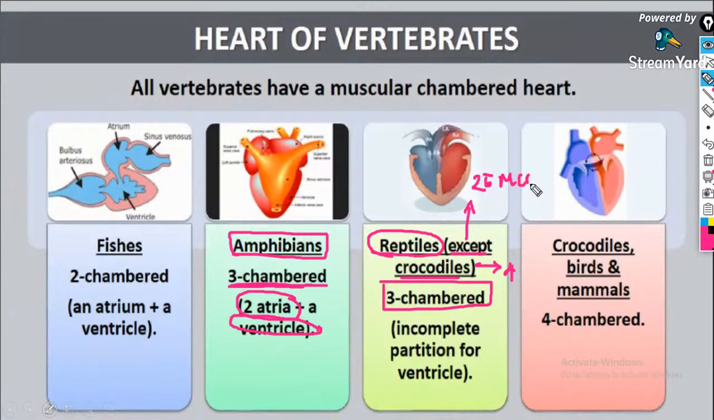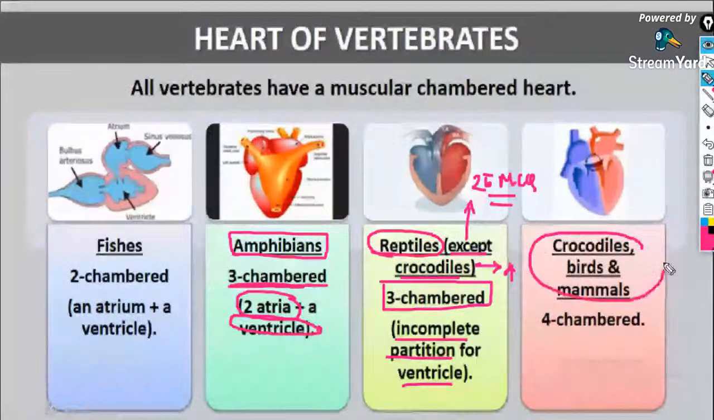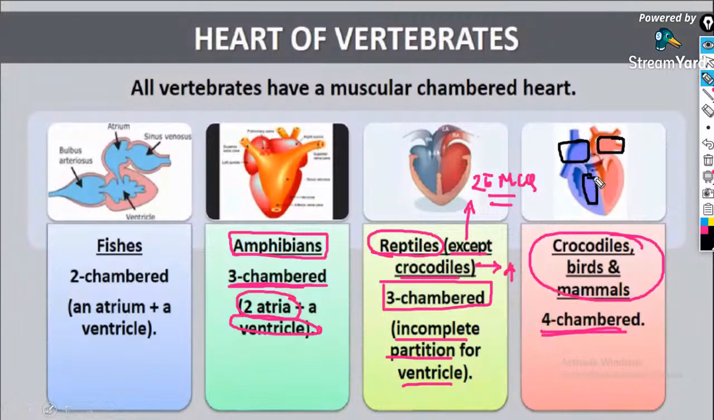Fine. So here, there is an incomplete partition of the ventricle. Then in case of crocodiles, birds and mammals, you will have a clearly visible four-chambered heart, that is, the upper right and left atria, then the right and left ventricle. So actually there are four chambers in the heart.